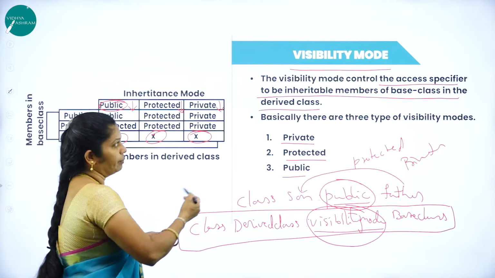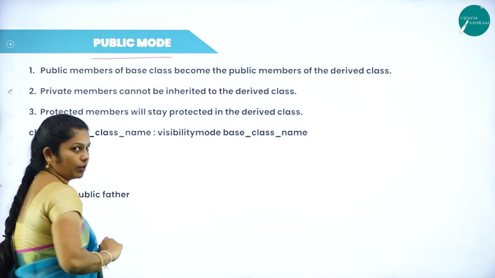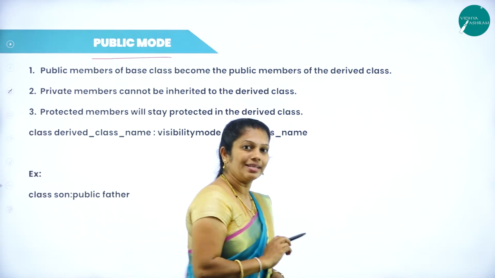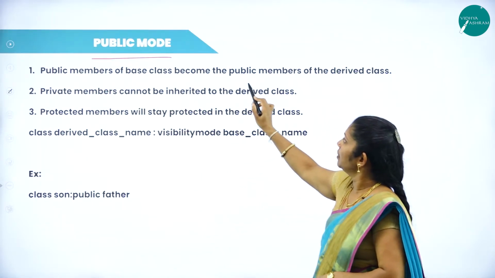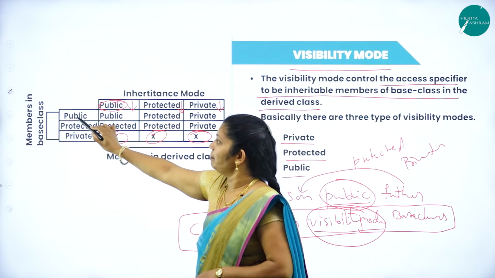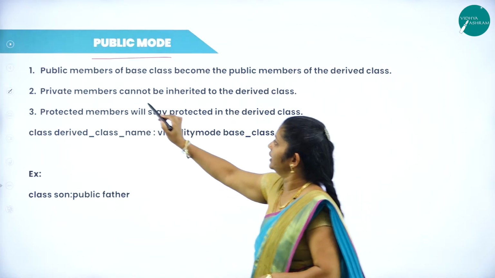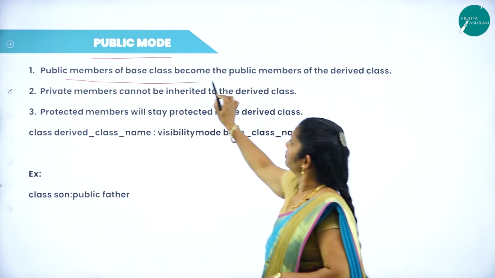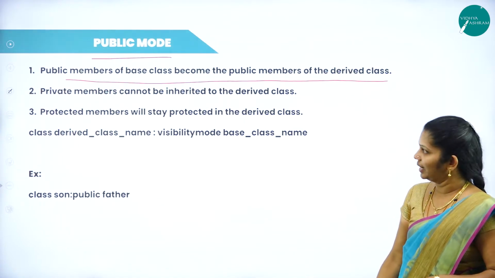Now is it clear? Now one by one we will explain. For example, first we will take public mode. Then how exactly will it work? That is, public members of the base class become public members of the derived class. See, public members of the base class stay public in the derived class also. That is the first case. Public members of the base class become public members of the derived class.